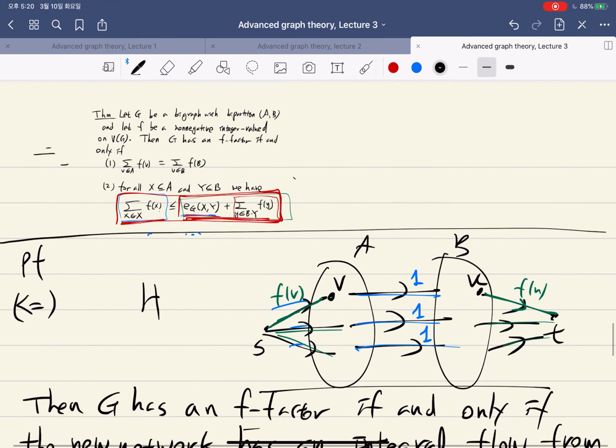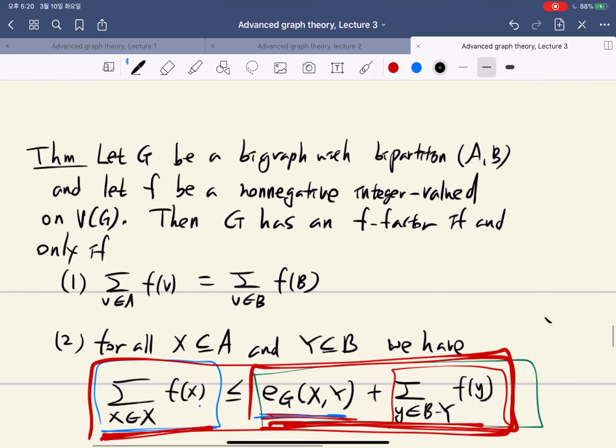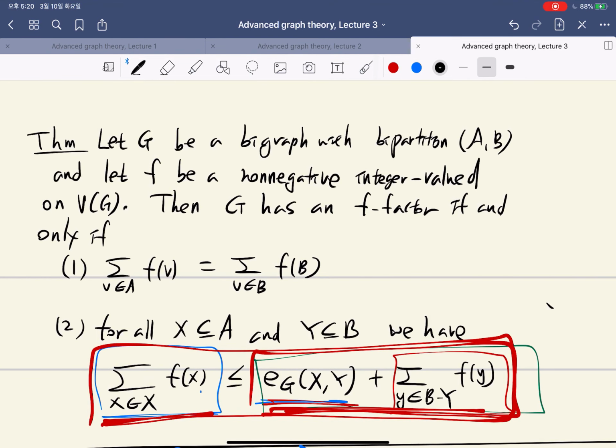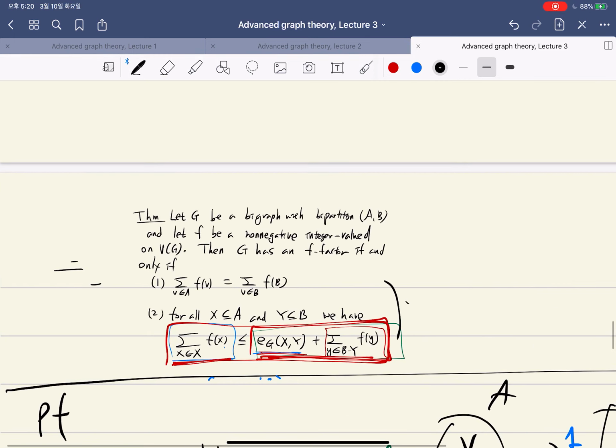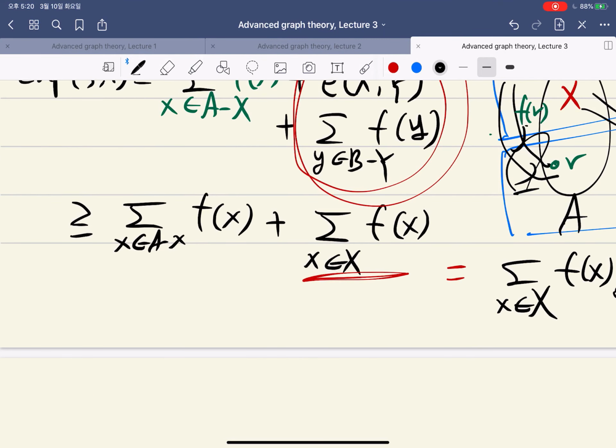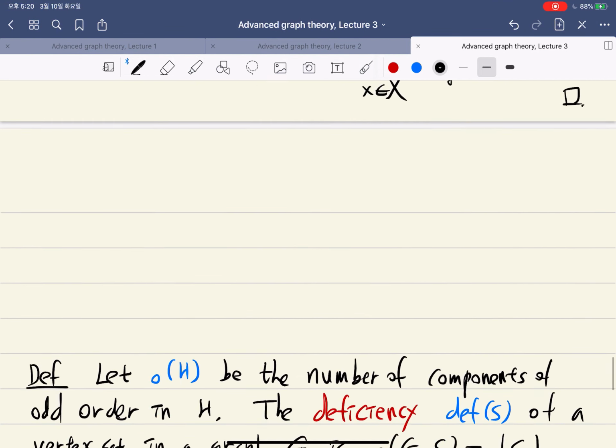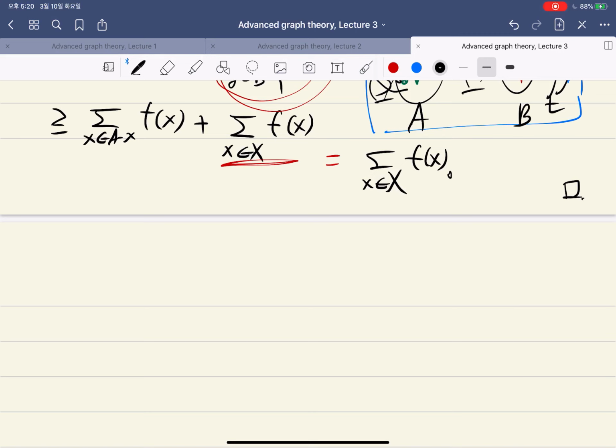And it's natural to ask, if we have this sufficient and necessary condition for a bipartite graph to have an f-factor, then what about the general graph? If you have a non-bipartite graph and we want to find some f-factor, then what can we do? So in the second chapter, we will learn more about f-factors and matchings.